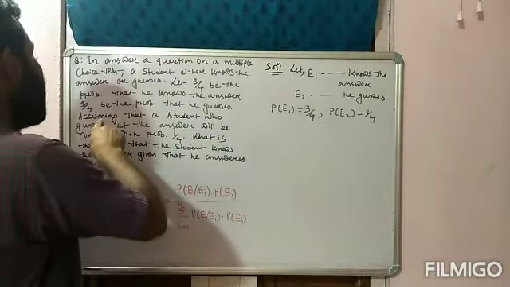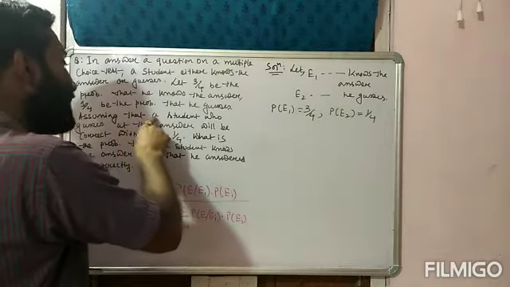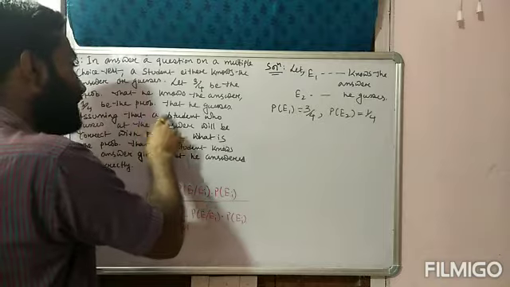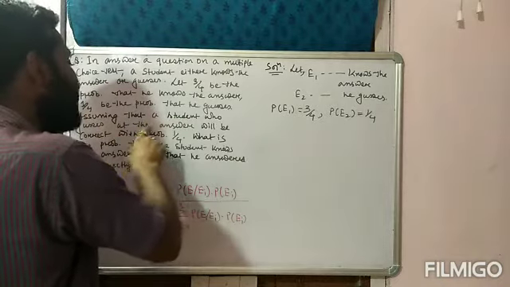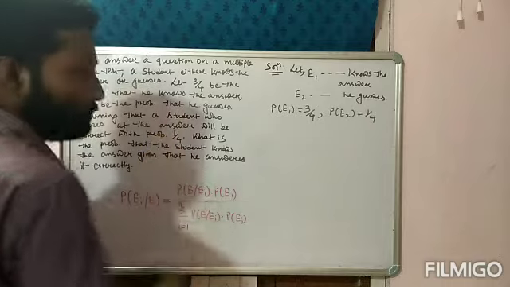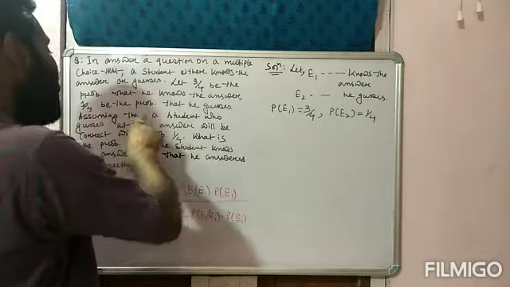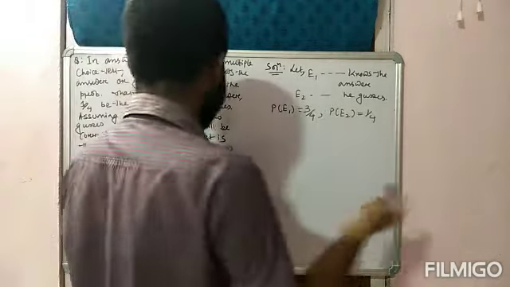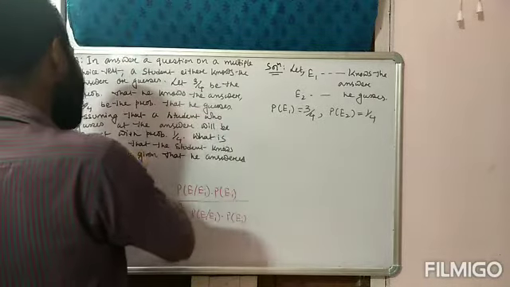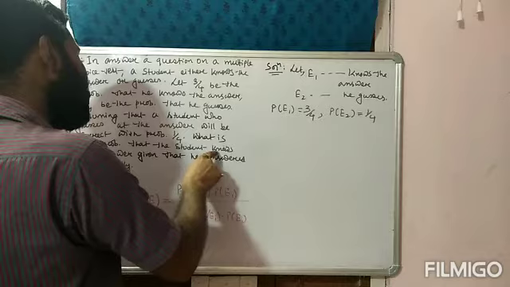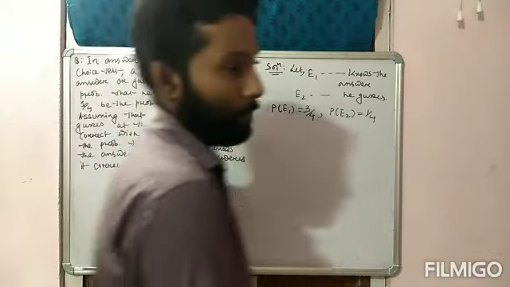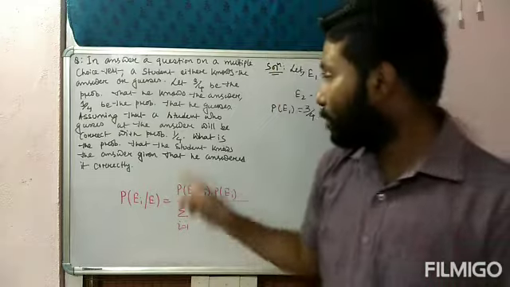Read the next part of this question. Assuming that a student who guesses at the answer will be correct with probability 1 by 4. You have to assume that the student who guesses the answer will be correct with probability 1 by 4. Then what is the probability that the student knows the answer given that he answered it correctly? You are asked to find the probability.